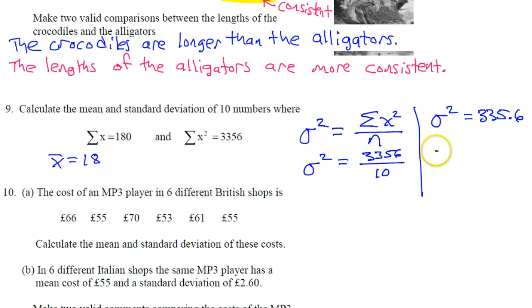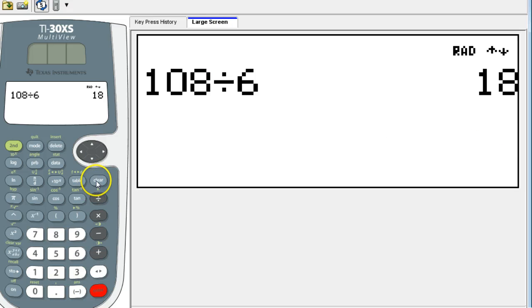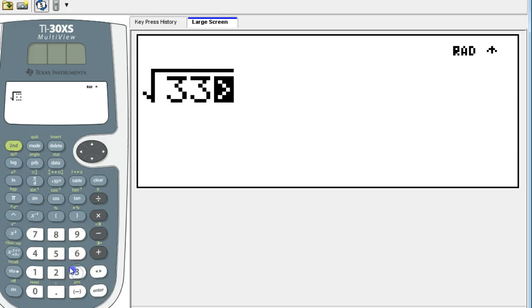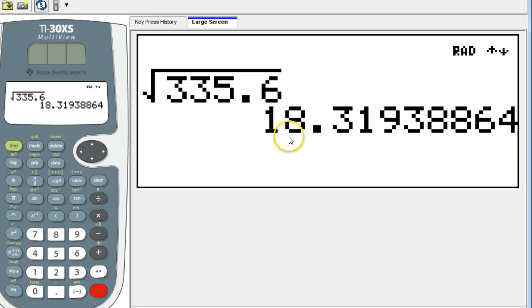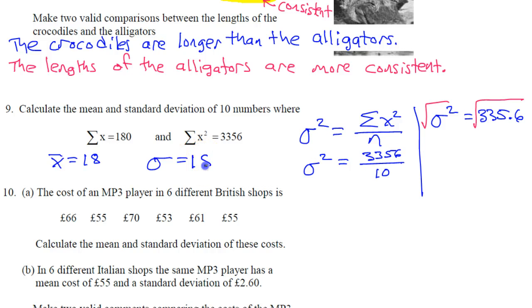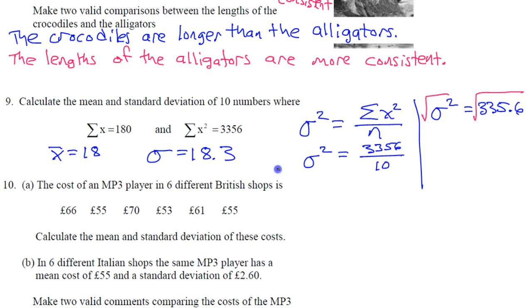335.6. Okay, so then the standard deviation is going to be the square root of this, because the standard deviation is just sigma, not sigma squared. So we will just take the square root of both sides. That is going to give us our standard deviation, the square root of 335.6. Okay, so that is 18.3.